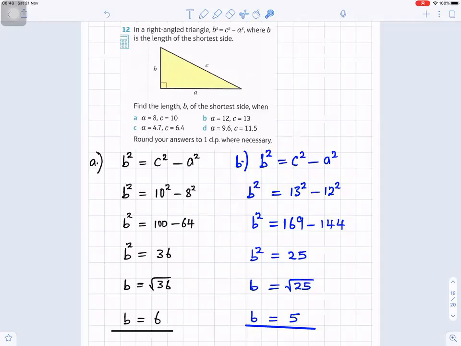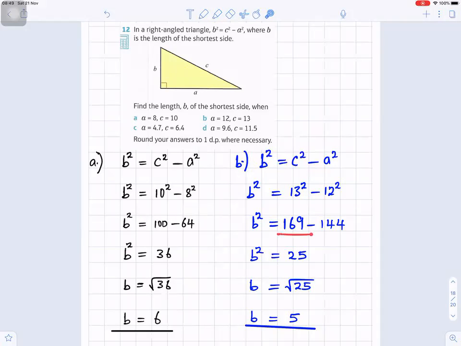For part B, write down the formula first, and then you substitute in the numbers. c is 13 from the question. a is 12, so you sub in the value for a, which is 12. And you evaluate: 13 squared is 169, 13 times 13. 12 squared is 12 times 12, which is 144. You should know that from your 12 times table.